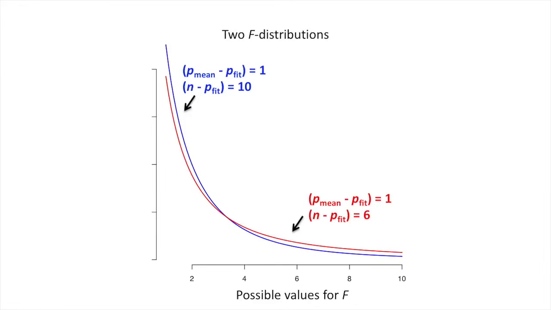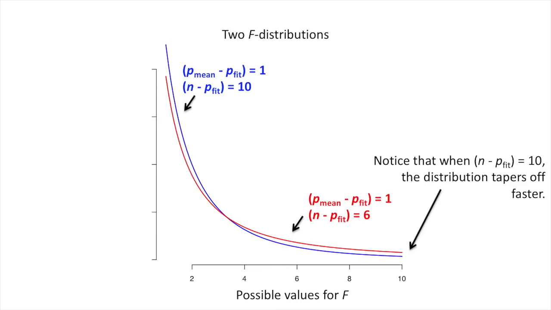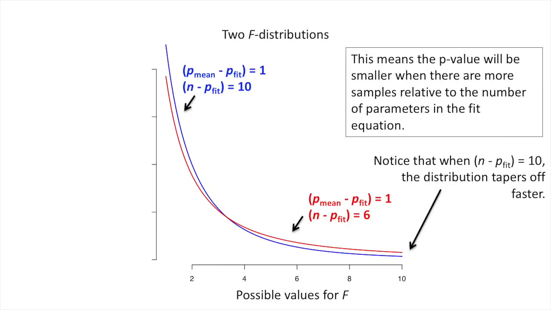In this case, the sample size used to draw the red line is smaller than the sample size used to draw the blue line. Notice that when n minus Pfit equals 10, the distribution tapers off faster. This means that the p-value will be smaller when there are more samples relative to the number of parameters in the Pfit equation. Triple bam! Hooray! We finally got our p-value.